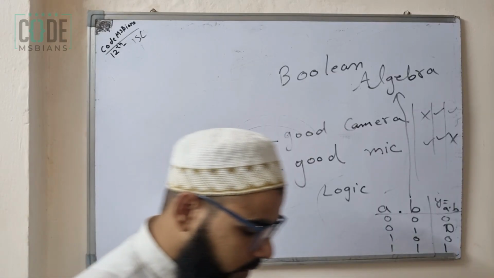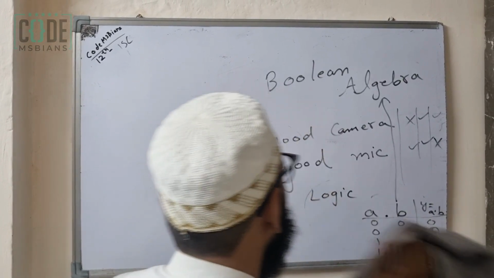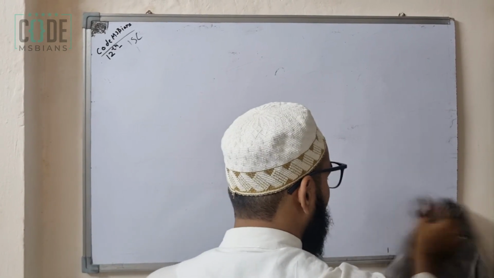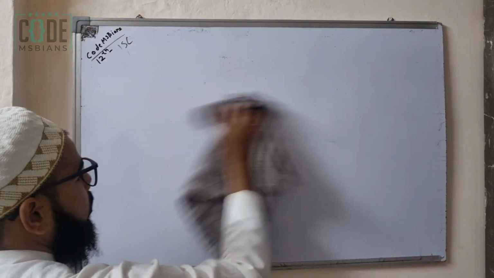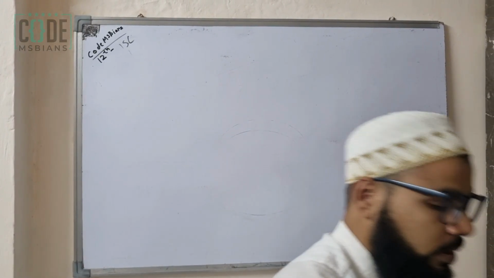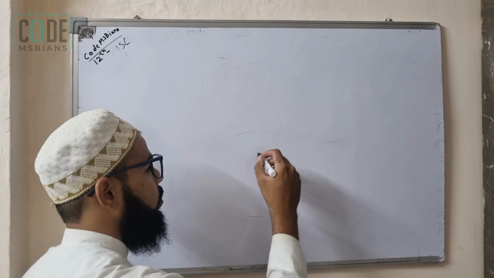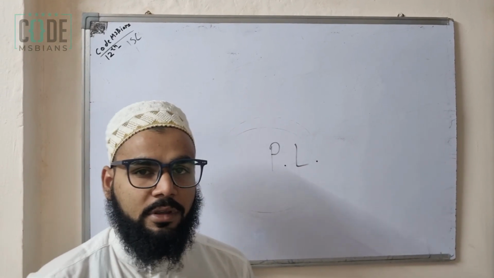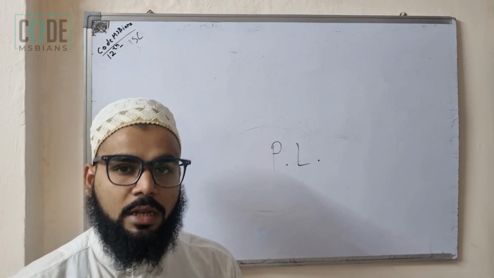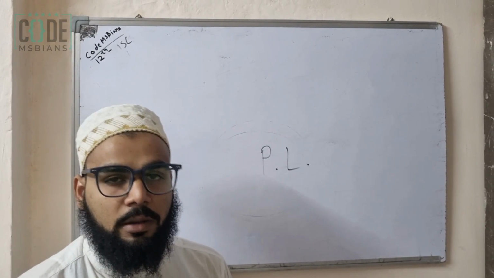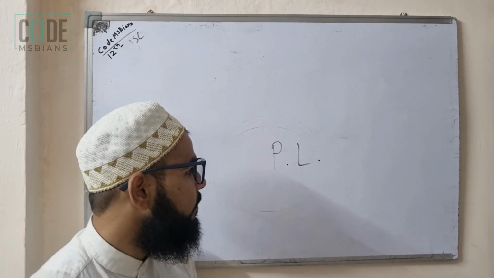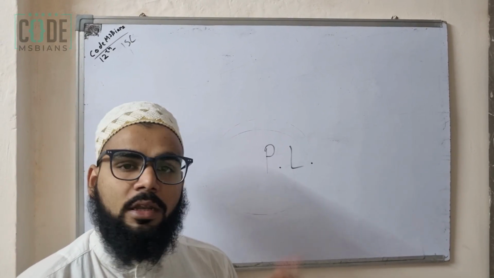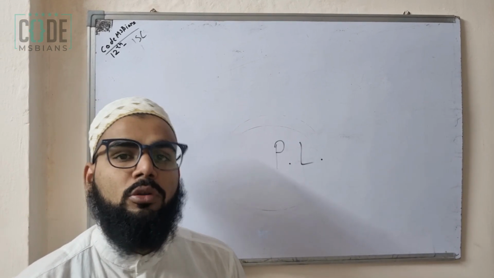Now, one important thing: there's a language which is used a lot in computer science for solving logics, and that language is known as propositional language, or PL in short form. It's not at all a programming language. There's no direct connection between this and any programming language. Propositional language says that a statement must be either true or false, but it cannot be both at the same time.